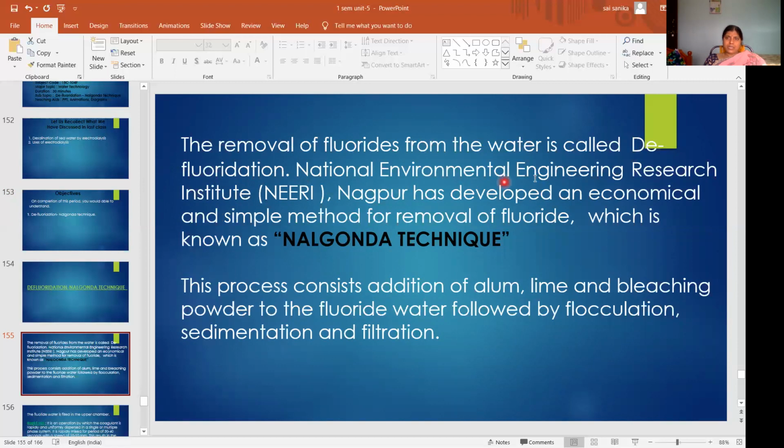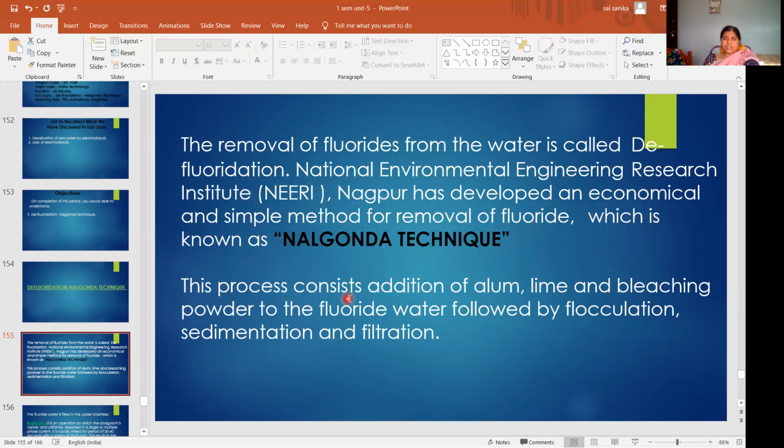National Environmental Engineering Research Institute, that is NEERI, Nagpur, has developed an economical and simple method for removal of fluoride, which is known as Nalgonda technique. So which institute developed this one? This National Environmental Engineering Research Institute, NEERI. Okay, abbreviation. So economical and simple method for removal of fluoride, which we are calling it as Nalgonda technique.